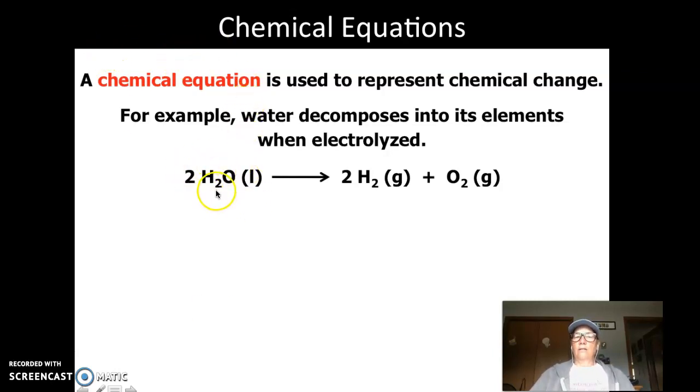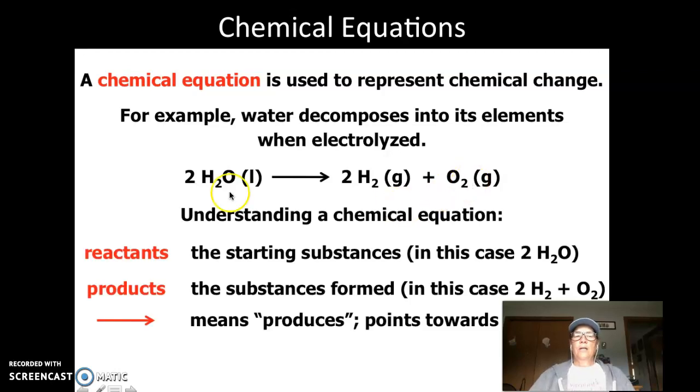We have water. Water is H2O, and at room temperature is a liquid. And when we add electricity to it, it breaks down into hydrogen gas and oxygen gas. You guys may have seen this. They have little tubes, and they collect oxygen and hydrogen gas in each tube. Okay? So if you look at this equation, there's some things you need to know.